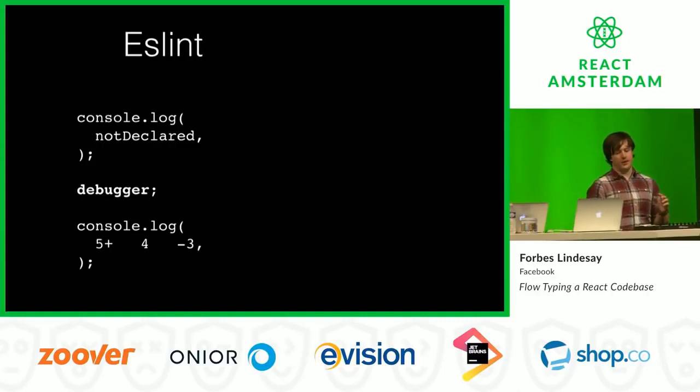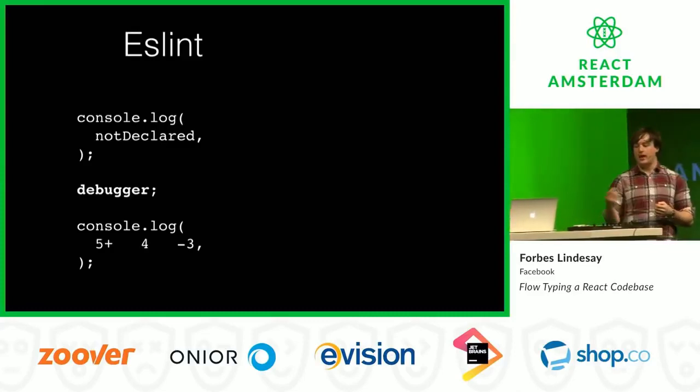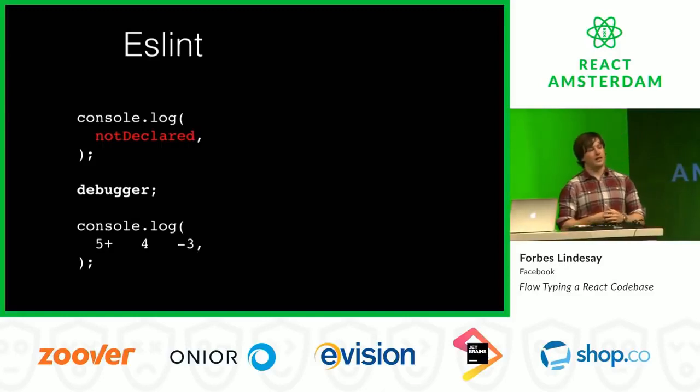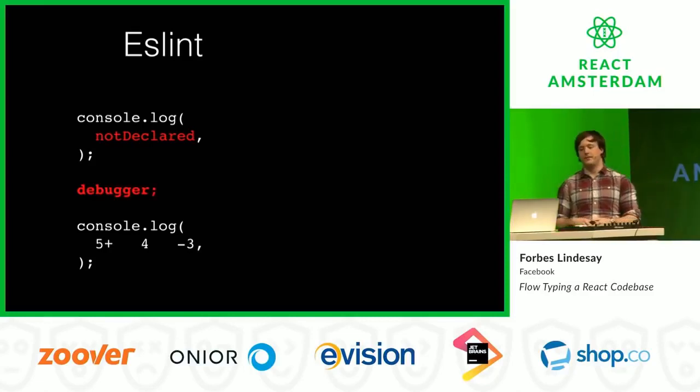So how does ESLint and Flow differ? ESLint and other linting tools help you catch really basic mistakes. So they'll catch things like a variable that you haven't declared, and that's because that requires very little actual analysis of the code. All you need to do is look for references to variables and then see if there's a declaration of that same variable. If there isn't, you found an undeclared variable.